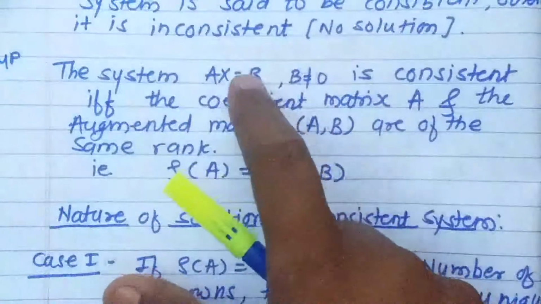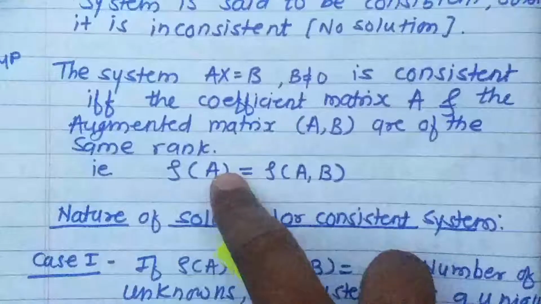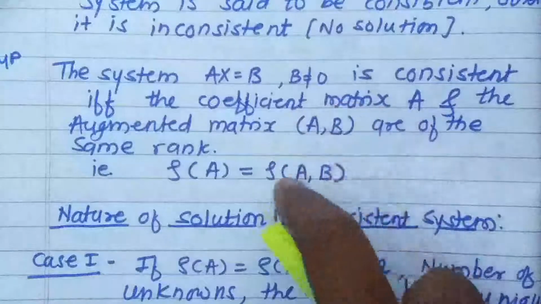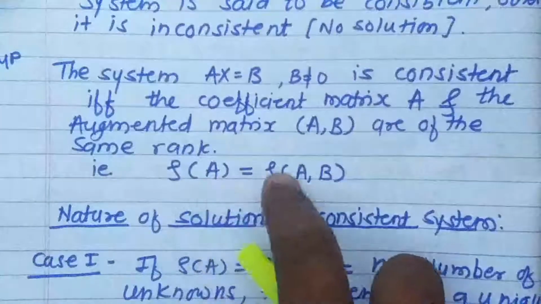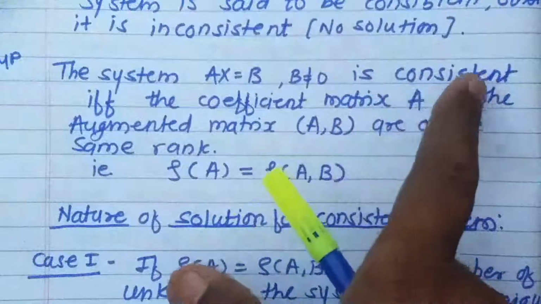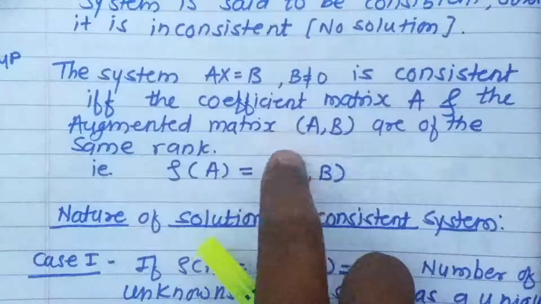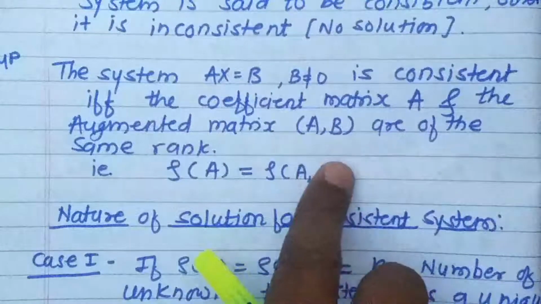So every system Ax = b, which is non-homogeneous, will have a matrix A, and we can form its augmented matrix [A, b]. When we calculate the rank of both matrices, if we get them equal, then that system can be called a consistent system. If we get the ranks unequal, in that case the system becomes inconsistent. That means the system does not possess any solution.